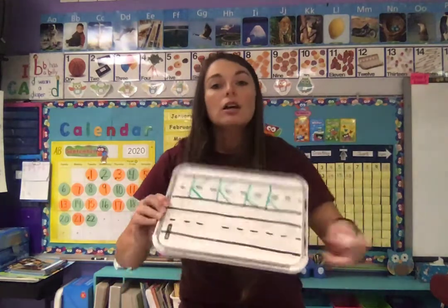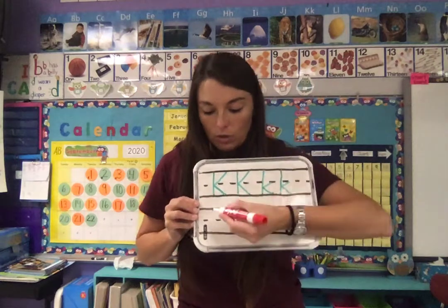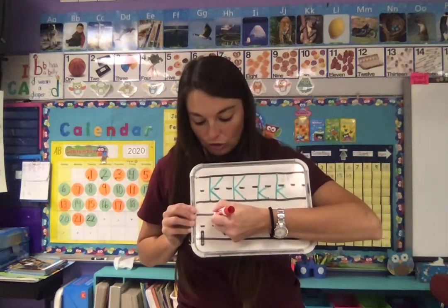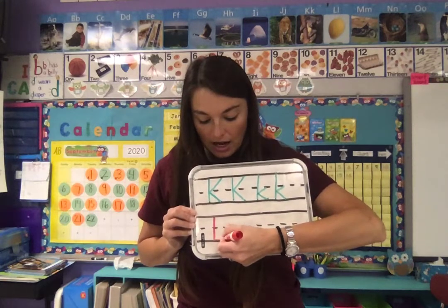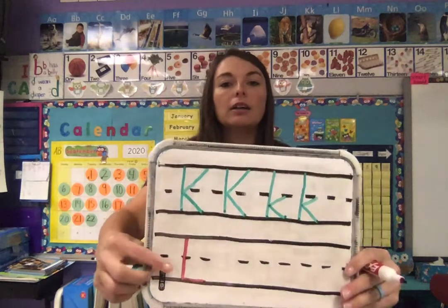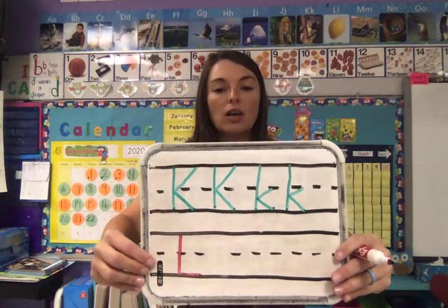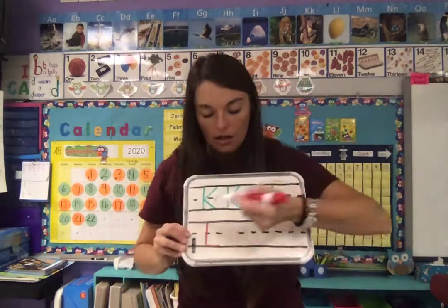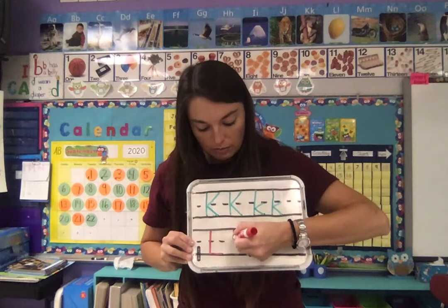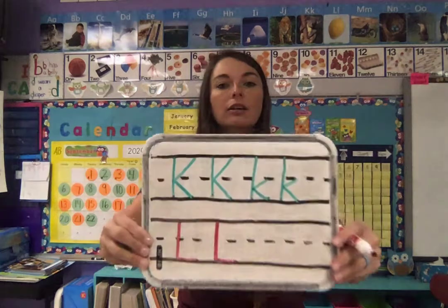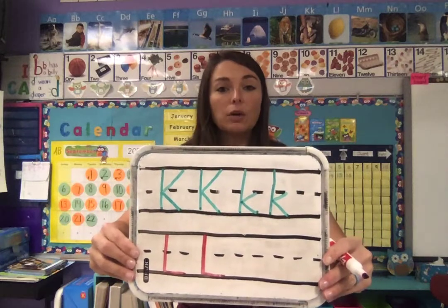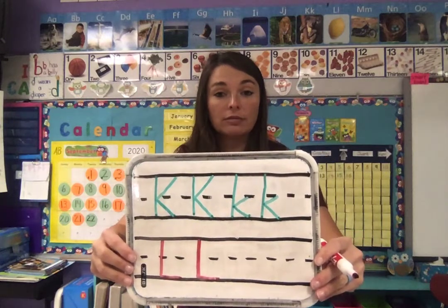Okay, so uppercase L, we're starting at the top. We're doing a straight line down from top to bottom, and then we're just gonna slide over on that bottom line for our uppercase L. All right, so we're gonna go top to bottom, and then slide over on that bottom line to make uppercase L's.